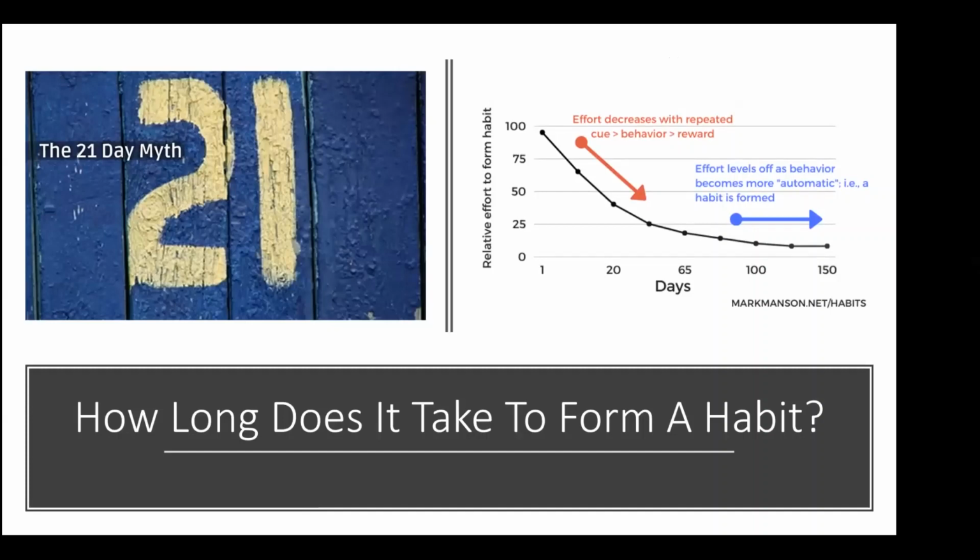But in reality, it takes anywhere from 18 days to 254 days, but on average, it takes 66 days to form a habit. So if you look at this chart, when you get to approximately 66 days, this is where it starts to level off, where you really don't have to put that much effort into it, and it just becomes natural. So you start up here where you have to put a lot of effort into reminding yourself to keep it up and actually do it. And when you get to the 66-day mark, it should become a habit. Now everybody's different, but this is ballpark.